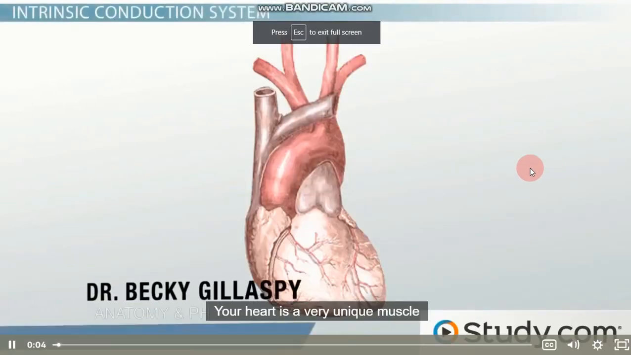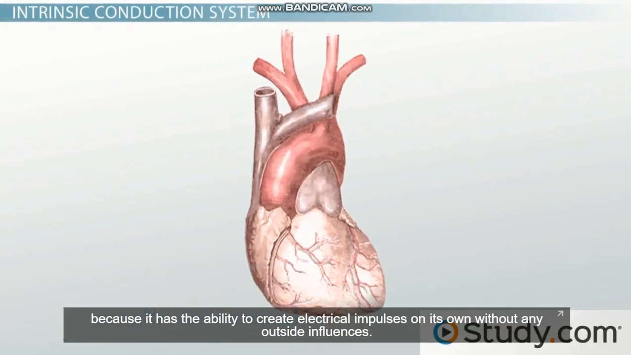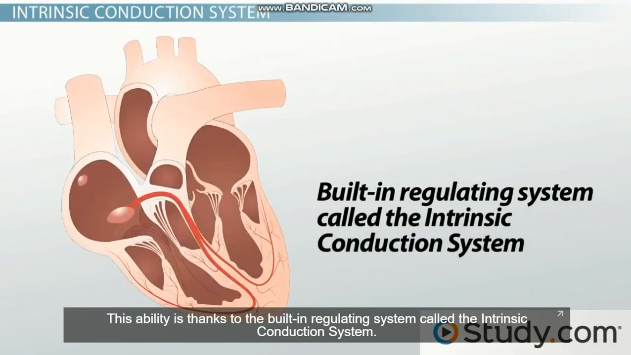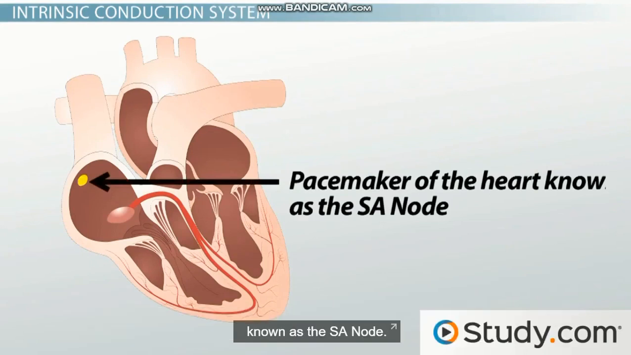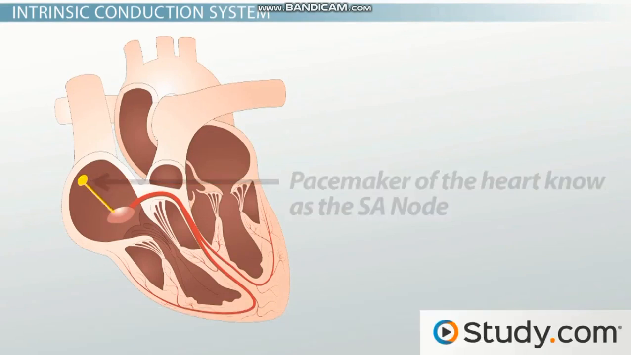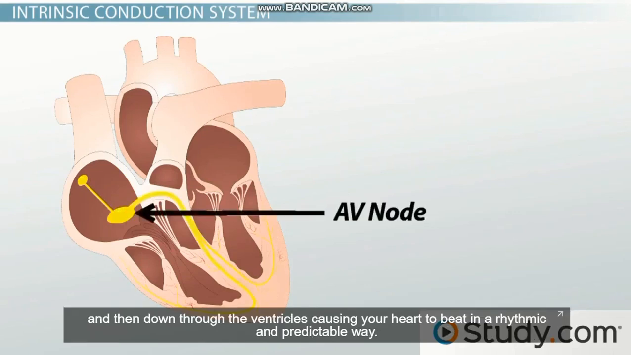Your heart is a very unique muscle because it has the ability to create electrical impulses on its own without any outside influences. This ability is thanks to the built-in regulating system called the Intrinsic Conduction system. Now, we previously learned that the electrical impulse begins at the pacemaker of your heart, which we call the SA node. And then the impulse travels through the atria to the AV node and then down through the ventricles, causing the heart to beat in a rhythmic and predictable way.